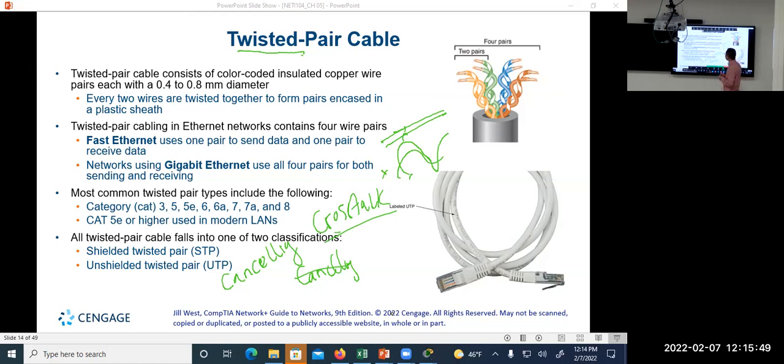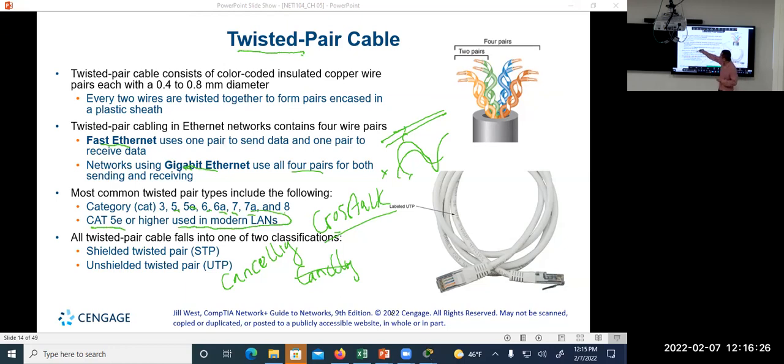And you have the 4 pairs, but you use 1 pair to send data and 1 pair to receive data here. Okay, so for fast internet you only need two pairs, but for gigabit internet you use the 4 pairs here. And the most common twisted pairs are Cat3, Cat5, Cat5e, Cat6, Cat6a, and 7, 7a, and 8 here. And Cat5e or higher is used in the modern local area network.